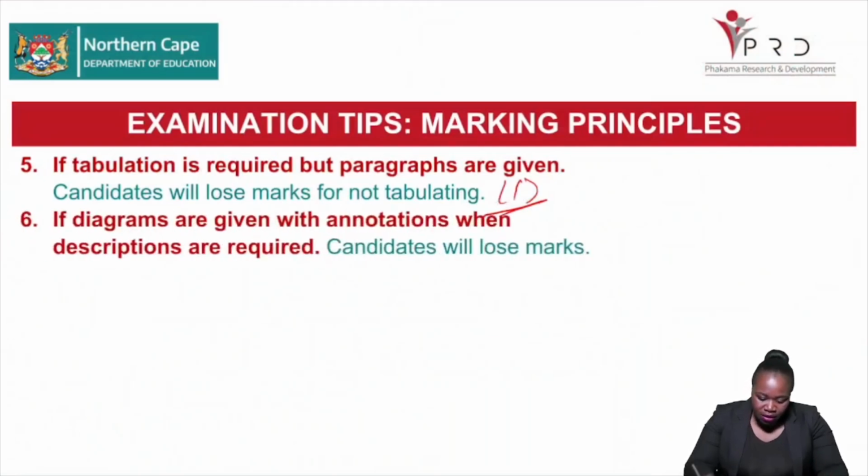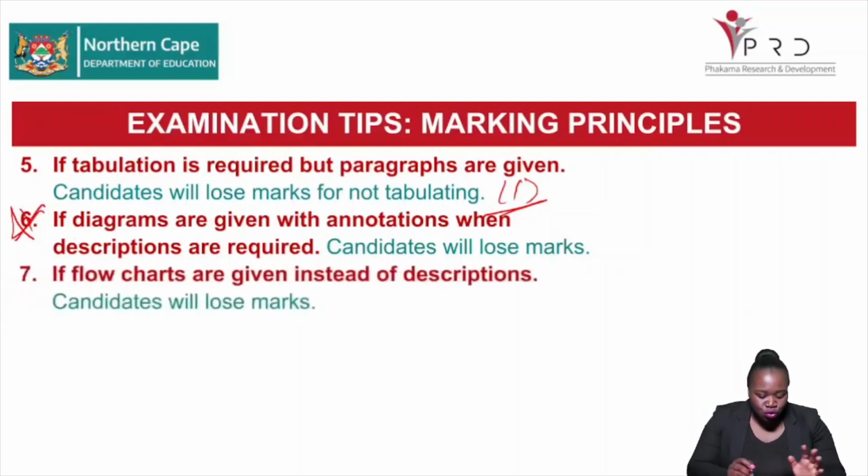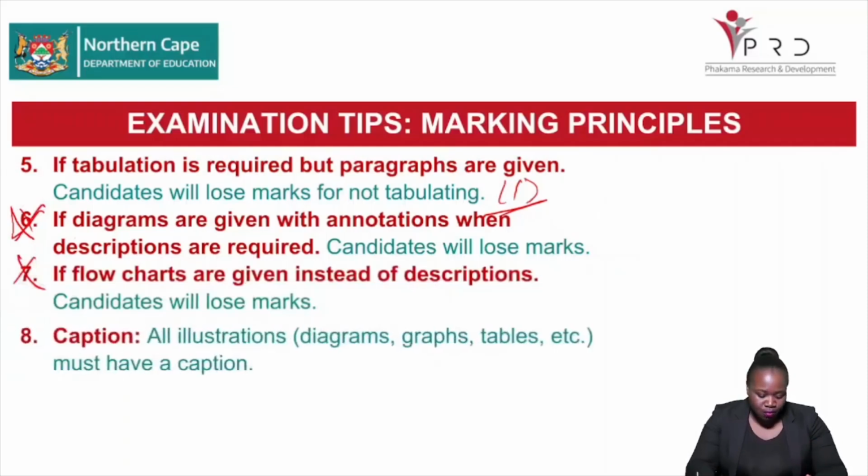If diagrams are given with annotations when descriptions are required, candidates will lose marks. This one is a no-no. Make sure you never do this, because you will lose a lot of marks. Descriptions are usually about 5 to 6 marks. Now, if you draw a diagram for a description, you are going to get 0. So make sure you do not do this at all. If flowcharts are given instead of descriptions, candidates will lose marks. Number 6 and number 7, never ever do this, because you will definitely lose those marks.